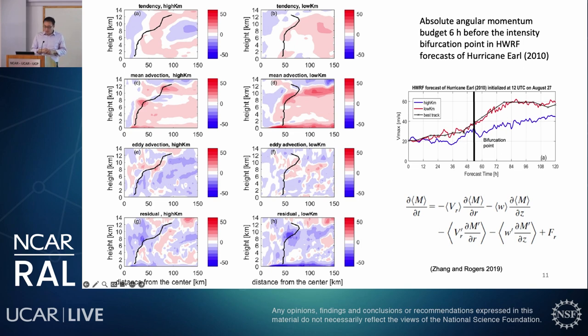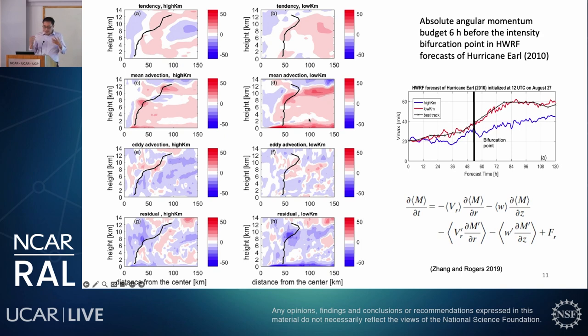So we did an absolute angular momentum budget. Here are the equations for M, the absolute angular momentum budget. The left side is the tendency term, and the first two terms on the right-hand side are the mean horizontal and vertical advection of M. The third and fourth terms are the eddy advection of M, and the last term is the frictional term. At this bifurcation point, we do see some positive tendency of M for the low KM case near the eyewall. The black line is the radius of maximum wind speed as a function of height. So you can see there's a positive tendency, which means the storm is intensifying faster.